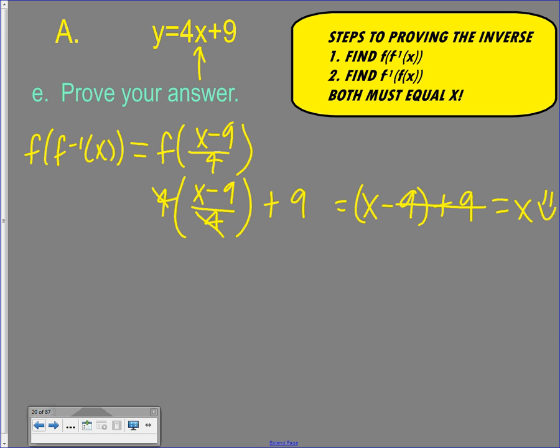And then I usually just put a smiley face because that's what I'm looking for. Now be really careful. I need to see all of those steps in the correct order for you to get full credit. So make sure you're crossing them off in the correct order.